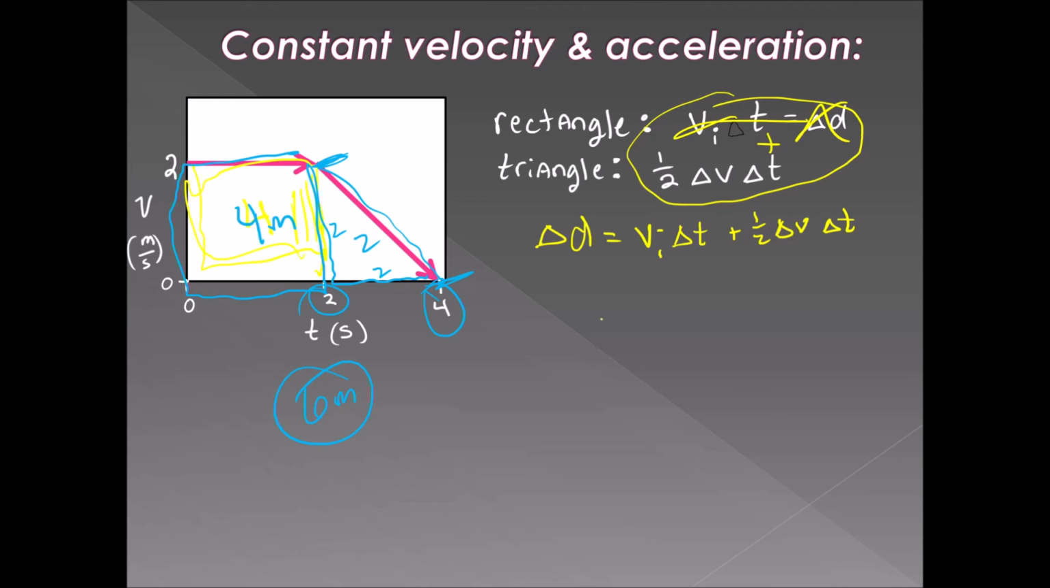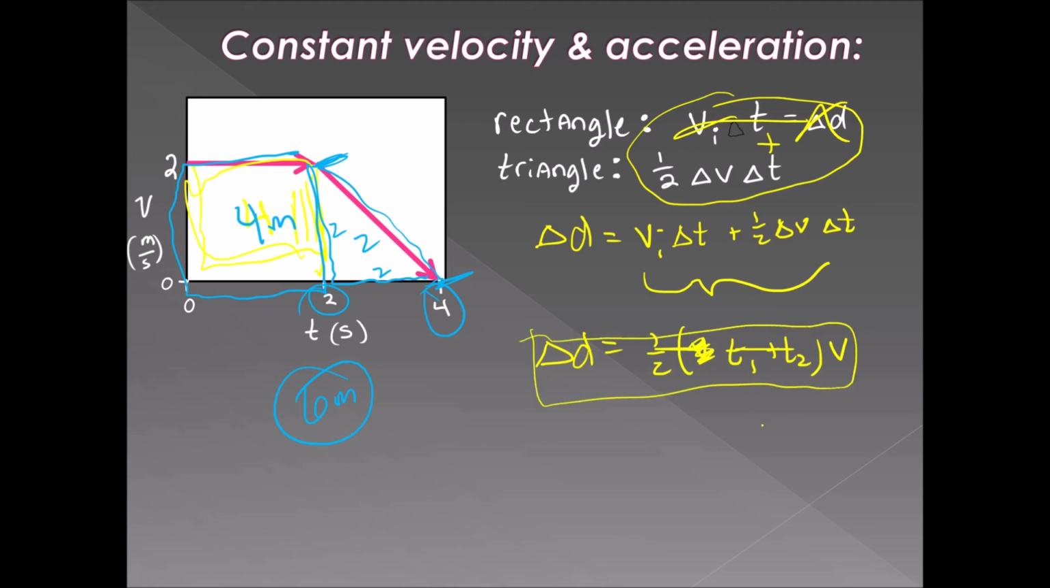So instead we can rearrange to say that our change in displacement equals 1/2 times time 1 plus time 2. We're going to take an average of these two times the velocity, which is the height. All right, and either way you should get 6.